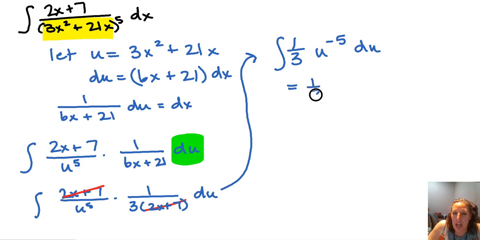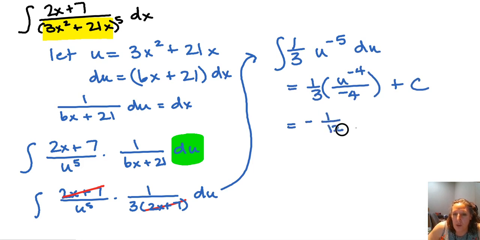And when we integrate that, we get 1/3 times u to the negative 5th plus 1. Negative 5 plus 1 is negative 4. Divide by our new exponent. Don't forget your constant of integration. And so this is going to end up being a negative 1 over 12.